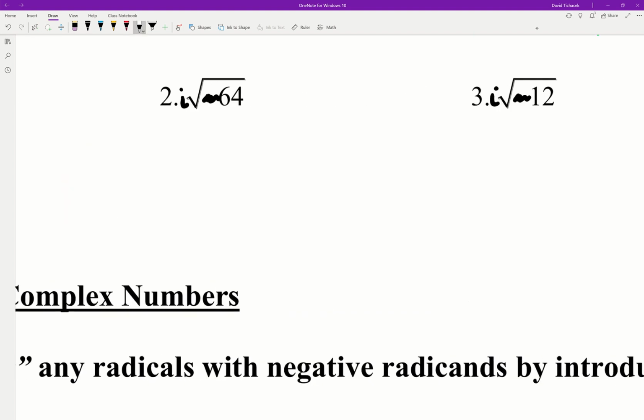In the case of the square root of -64, when we scratched out that negative, again, we just want to take a look at this as the square root of positive 64, and that, of course, is going to be 8, which would mean we're going to write our solution as 8i.